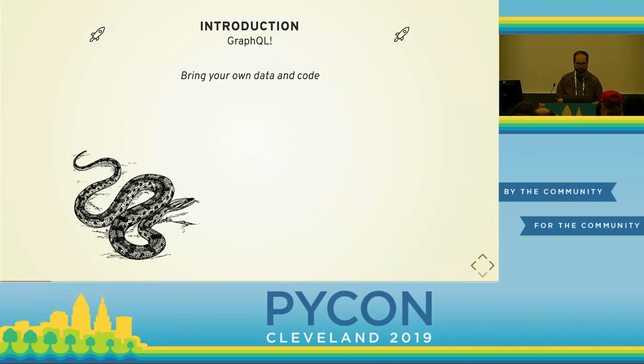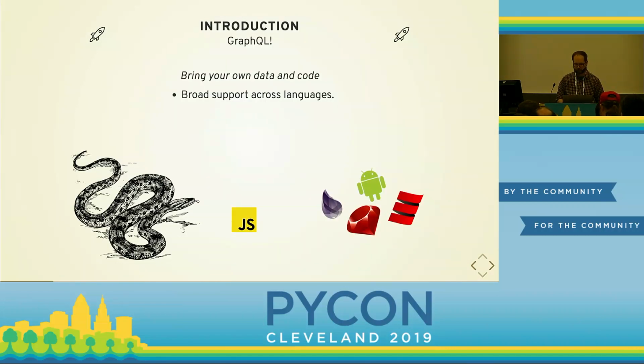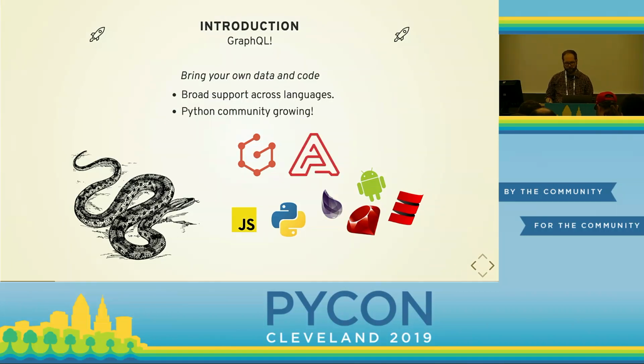You can bring your own data and code. So there's broad support across languages, starting with JavaScript. And over time, more clients are available, including Python. The Python community is growing also, which is pretty exciting. We've had Graphene, which is a very established and fully featured server that we can use. But there are also newcomers like Ariadne and Strawberry. And more people are getting involved in the community, so it's kind of an exciting time to be involved.